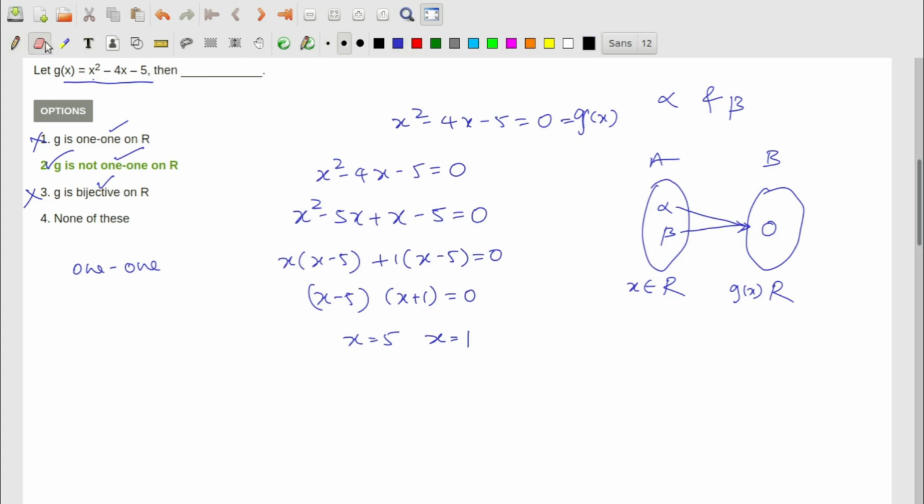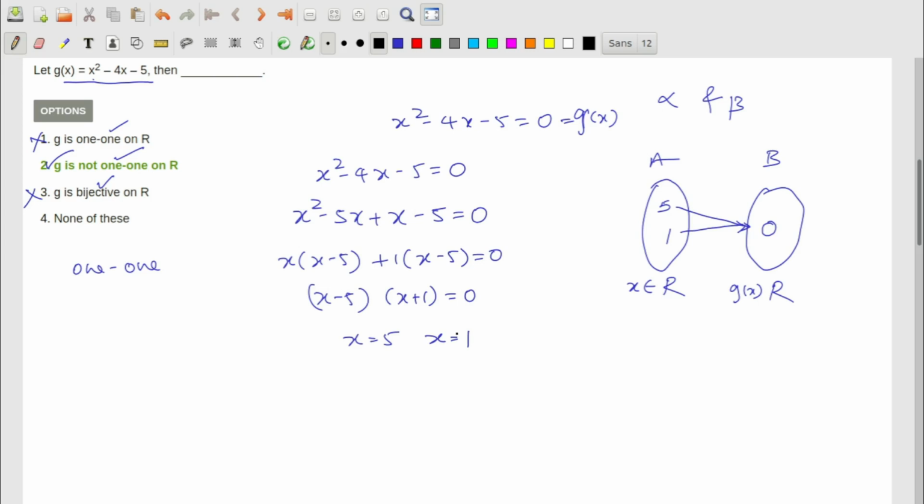So here, when you take x is equal to 5 or x is equal to minus 1, then the corresponding element will be 0, right? Because here this is the function. If you put 5, you will get 0. If you put minus 1, again you will get 0. So 5 and minus 1 are related to 0, hence it is not one-one function, right?